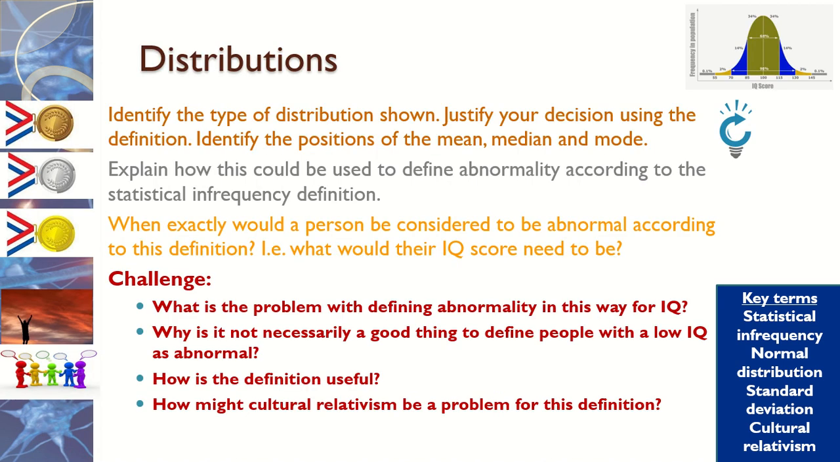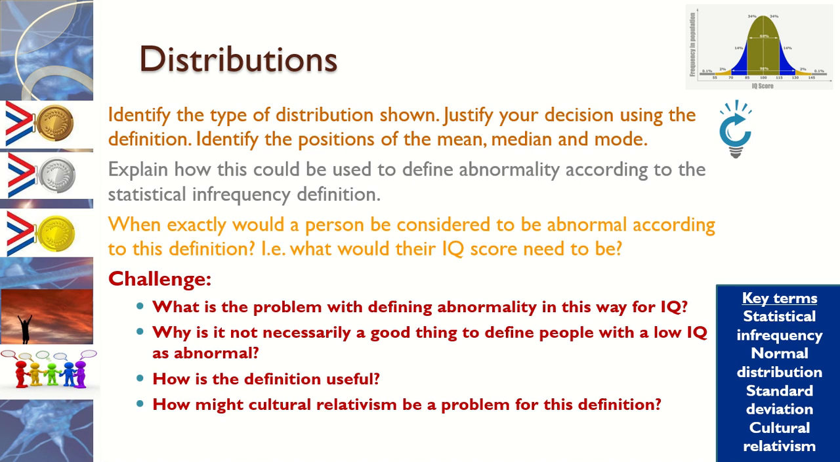So looking at the picture in the top right hand corner, I want you to identify the type of distribution that's shown. Make sure you justify your decision and identify where the mean, median and mode should be. Then I want you to explain how this could be used to define abnormality according to the statistical infrequency definition. And then what do you think, what kind of person would be considered abnormal according to this definition? So pause the video and have a think.